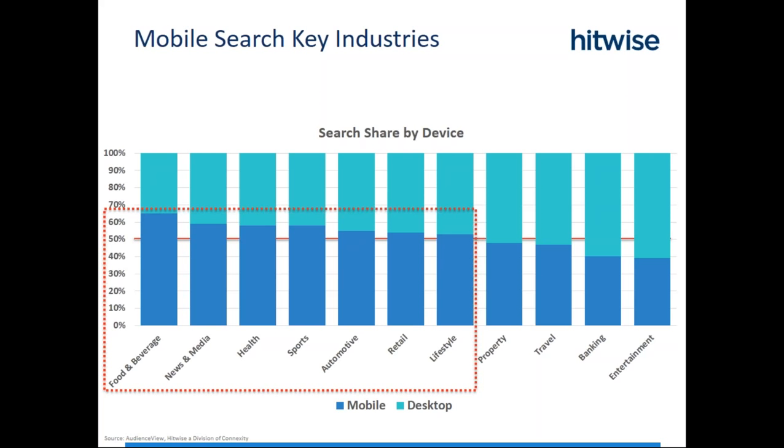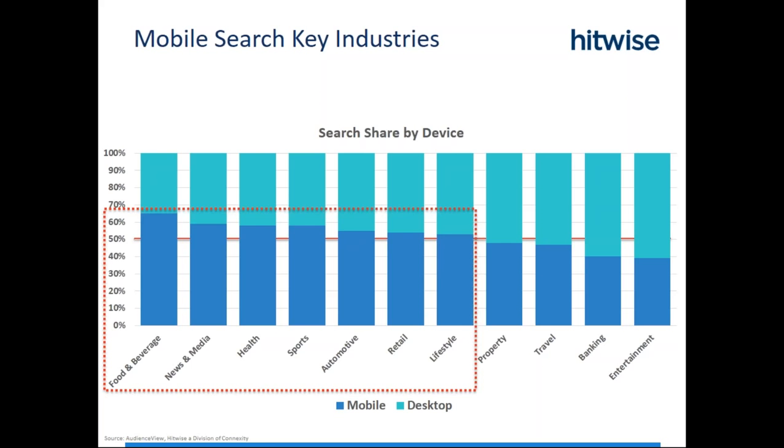So when it comes to entertainment, this actually doesn't include in-app stuff. So a lot of people have entertainment apps already on their phone, so they might not actually be searching for that content. Same thing with banks. You know, a lot of people will have banking apps, so they won't actually be searching on their mobile device. So food and beverage, news and media, health, sports, automotive, retail and lifestyle. A retail, travel, auto and banking.